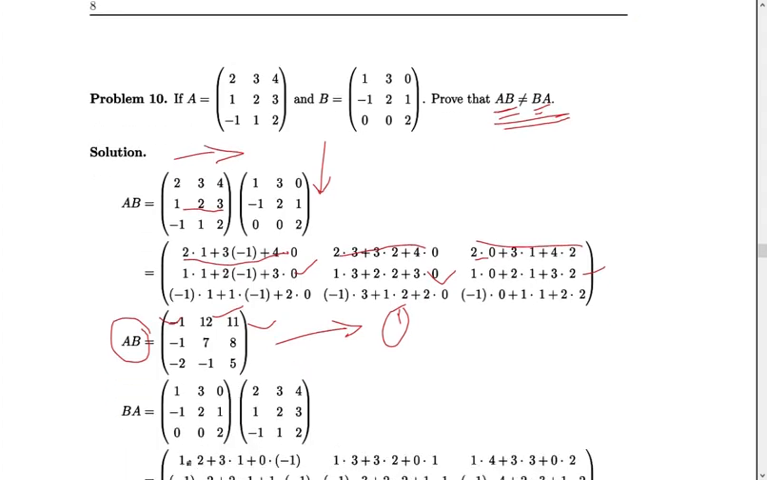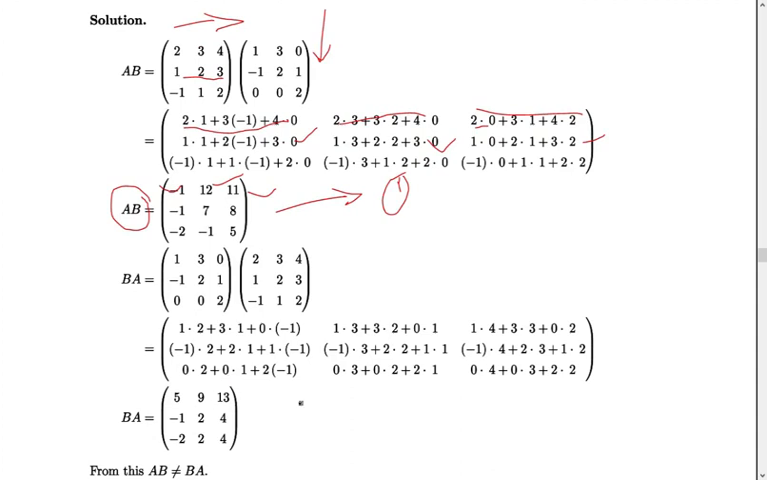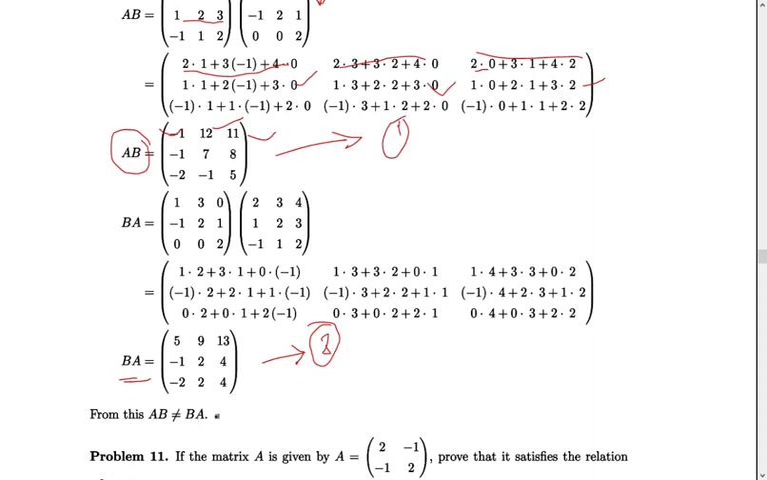Next we are going to find the value of BA. BA is equal to B into A. Applying a similar process we get the value of BA. Call it equation number 2. From equations 1 and 2, they are totally different. When we say two matrices are equal, the order should be the same, and corresponding elements should also be equal. Both are 3 by 3 matrices, but here the corresponding elements are not equal. Therefore AB is not equal to BA.